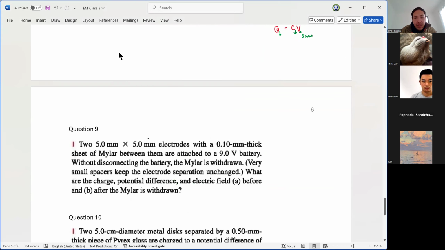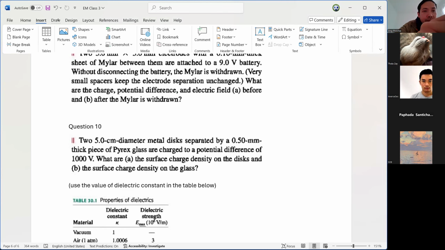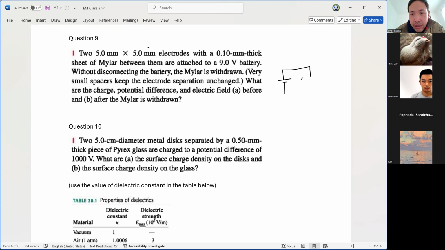All right, the final point is if you add a dielectric into the capacitor. Let's say you have a very concrete situation. Let's say you have this kind of capacitor, some V, and then maybe you disconnect it first to keep the Q the same, right? And then you add some dielectric in the middle.